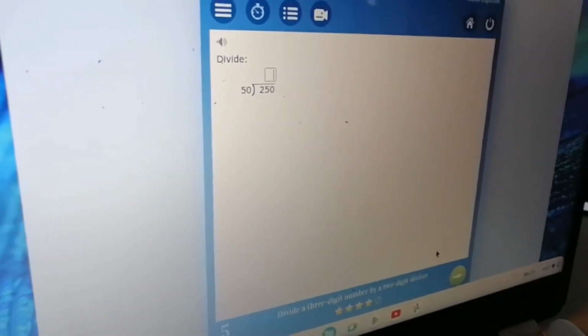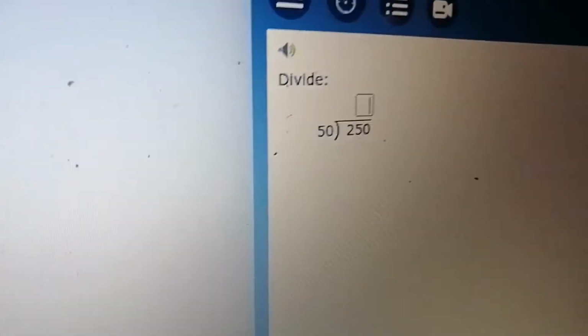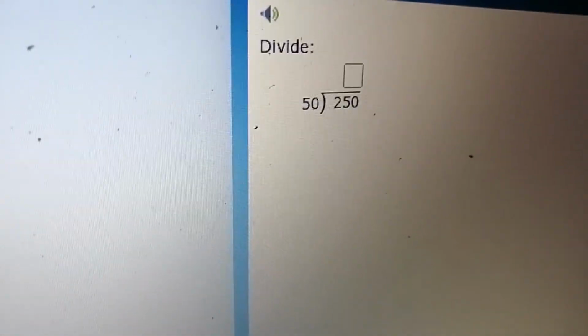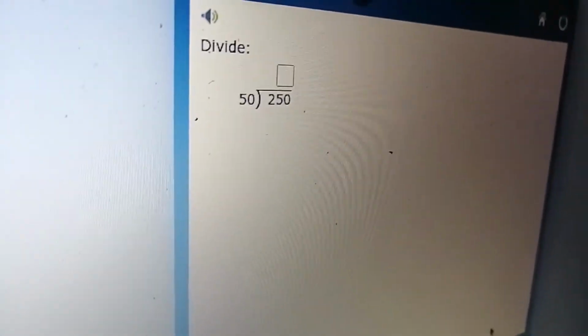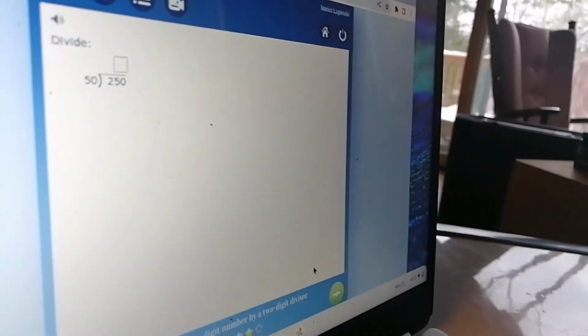All right, so divide. 250 divided by 50. I'm going to see if you can do this one totally yourself. I'm not going to tell you anything. Let's see if you can do it. Come on, let's put down the problem.